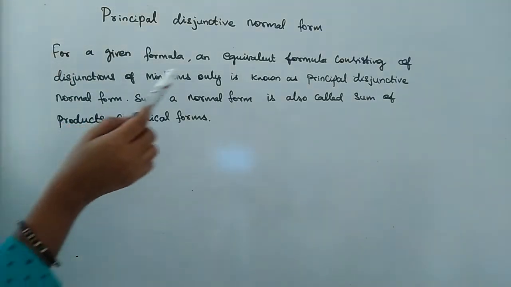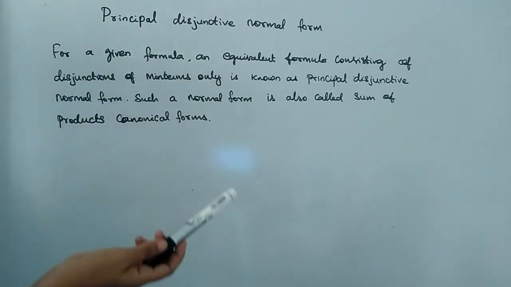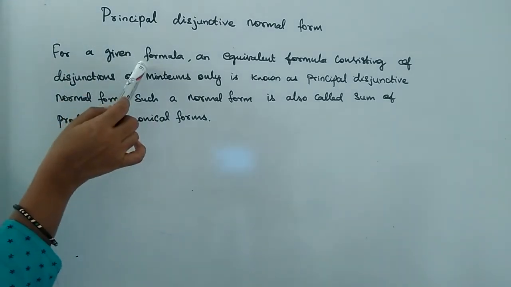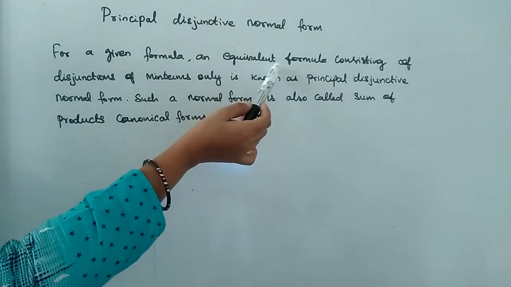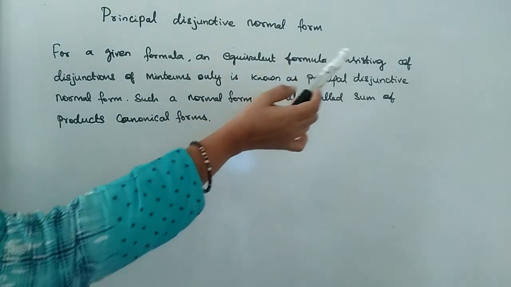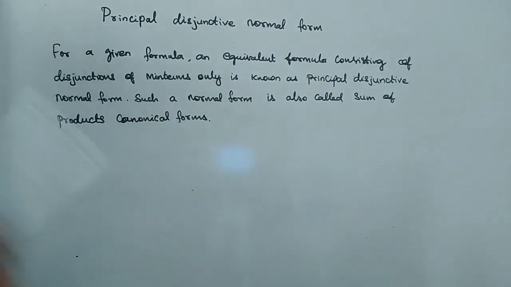What's the definition given here? For a given formula, it means it can be any formula, but for that given formula, if we are able to derive an equivalent formula which consists of disjunctions of min terms only, it is known as principal disjunctive normal form. So at first we have to know what is meant by min terms.